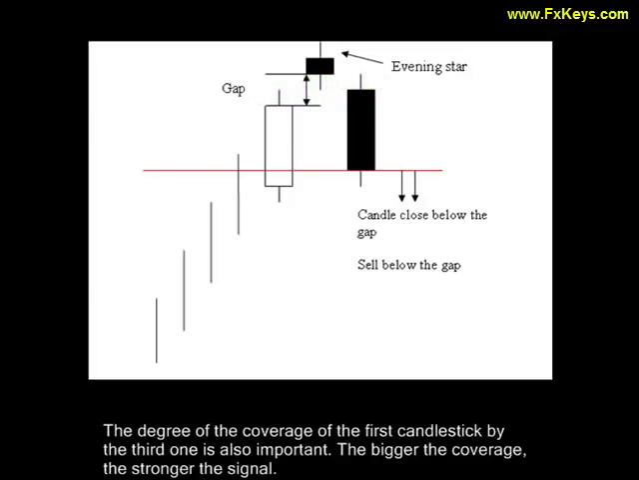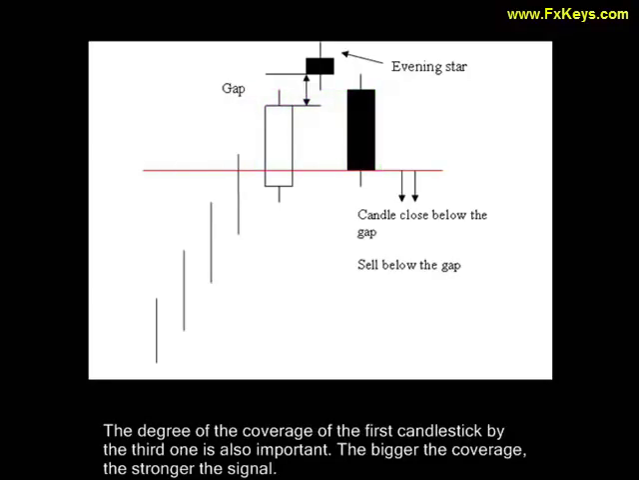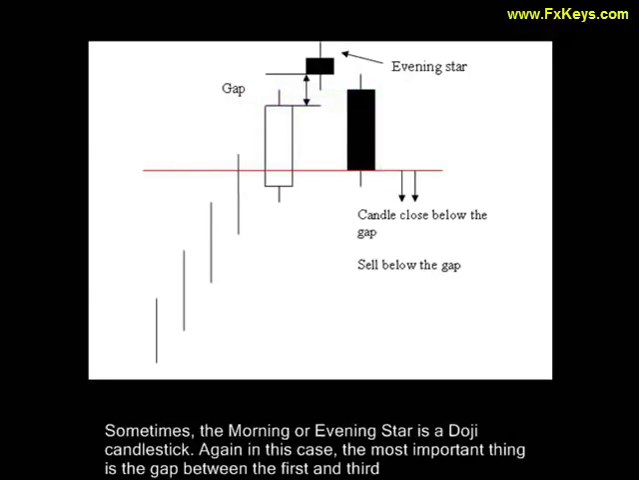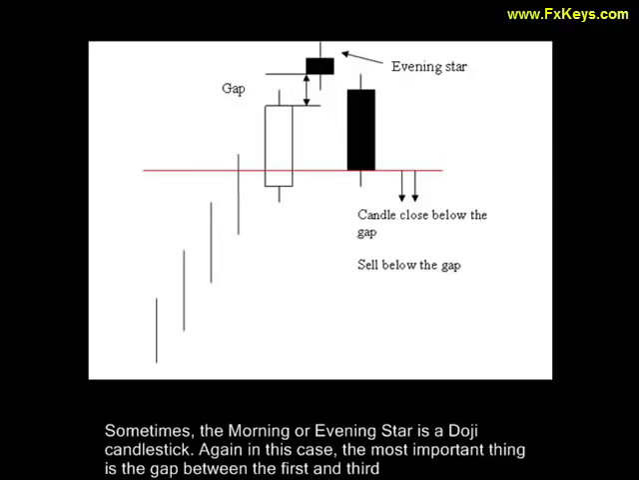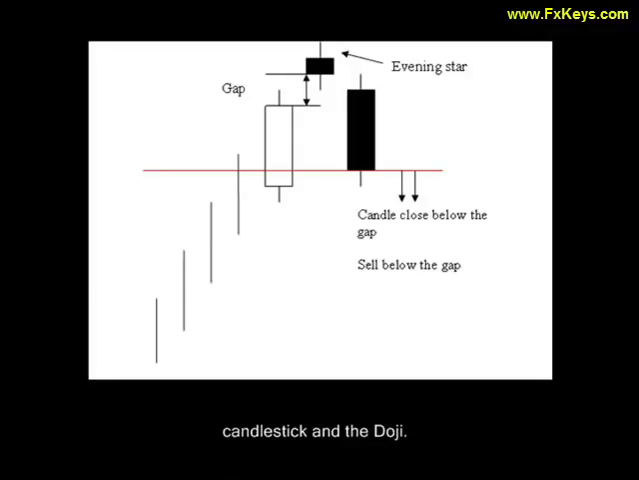The degree of the coverage of the first candlestick by the third one is also important. The bigger the coverage, the stronger the signal. Sometimes, the morning or evening star is a doji candlestick. Again, in this case, the most important thing is the gap between the first and third candlestick and the doji.